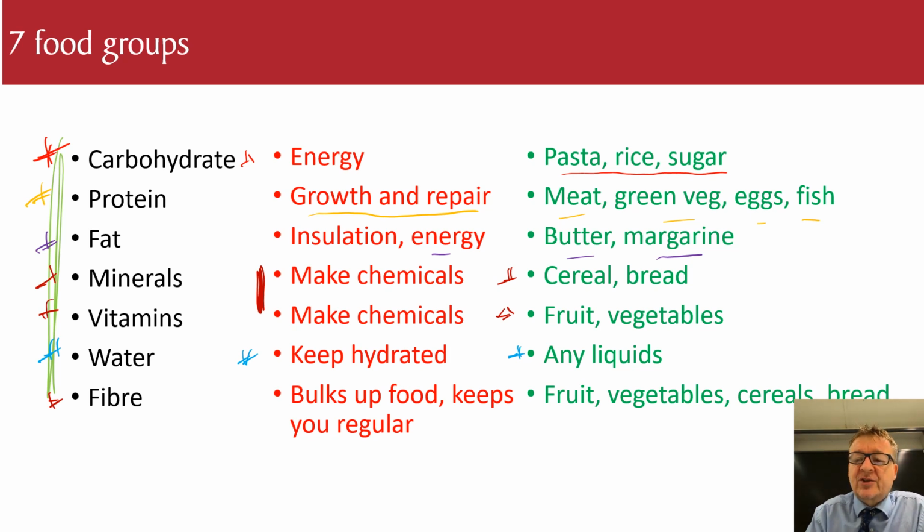The final one is fibre. Fibre is the solid matter within the food that you eat. If you eat Weetabix, there's loads and loads of fibre in it, and it fills your intestines, keeps you regular and bulks up your food. Good sources of that are fruit, veg, cereals and bread.